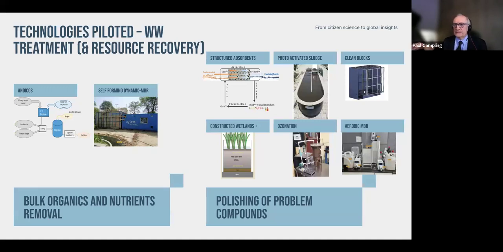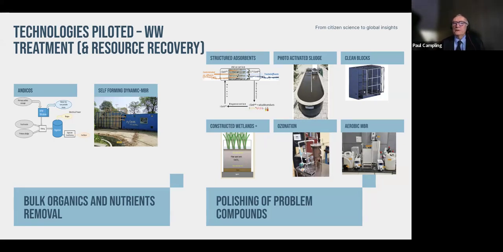So I will not explain all the different technologies, but basically we're looking at two levels of technologies. We want to remove the bulk organics and do nutrient removal, so we're using improved low cost and low energy technologies here. And we're also at this stage looking to see whether we can use the organic matter in the sewage to actually produce biogas effectively. So those are the two technologies on the left.